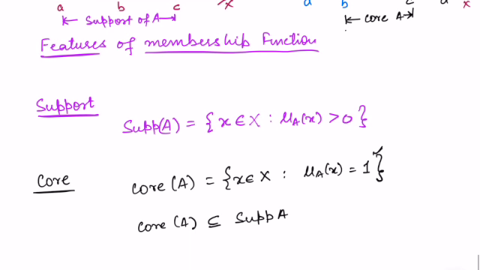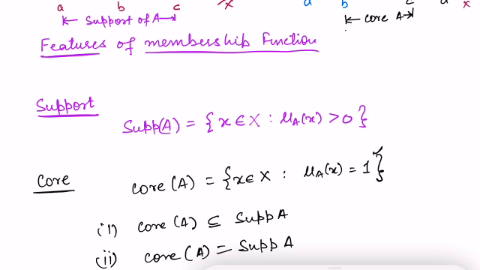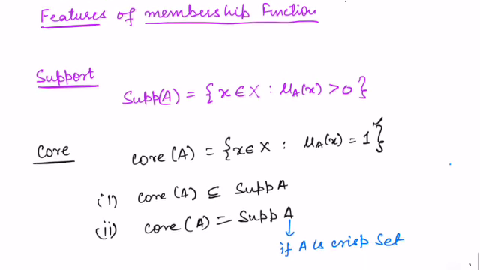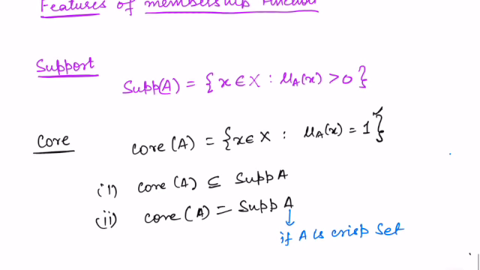And when will the core be equal to support? When will this happen, students? This will happen only if A is a crisp set. If A is a crisp set, then only this will happen. Otherwise, the core will always be a subset of support.